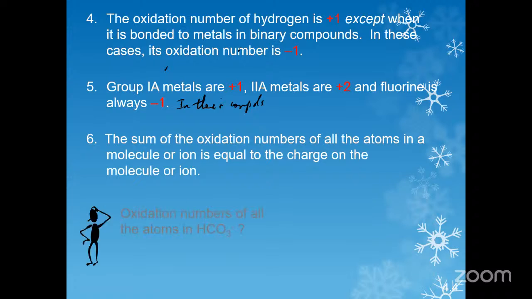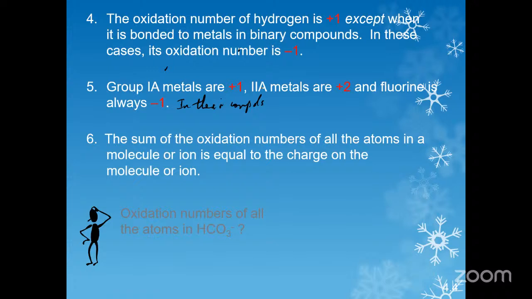It says, what's the oxidation number of all the atoms, I should say, in the bicarbonate ion, HCO3? Well, based on the previous rules, we know that hydrogen has an oxidation number of +1, right? And we also know that oxygen has an oxidation number of -2, right? But we don't know directly what the oxidation number of carbon is. However, based on the last rule, we know that the sum of the oxidation numbers of all the atoms in that ion must be equal to -1.